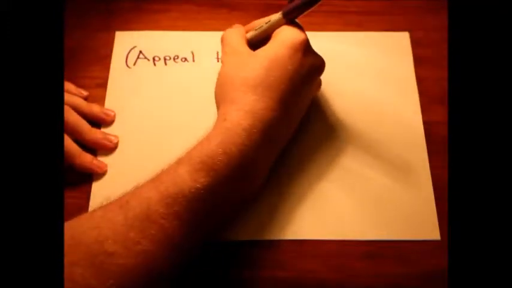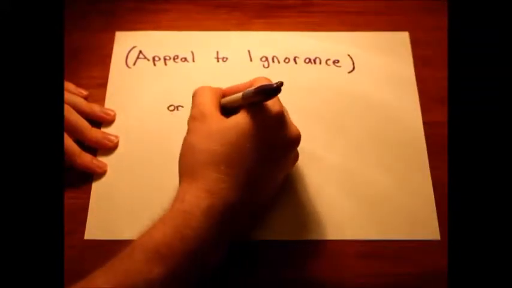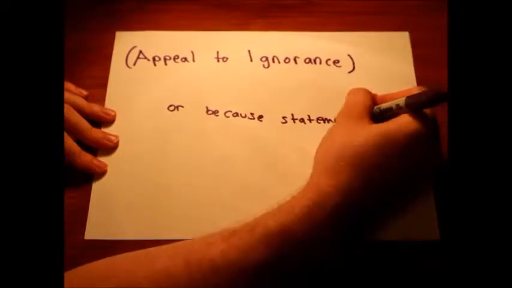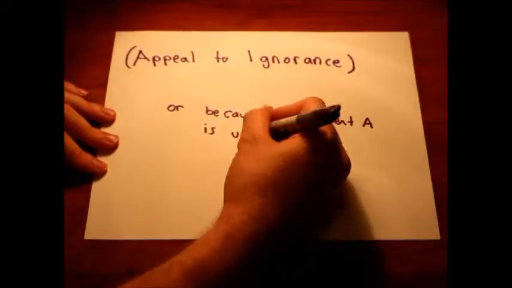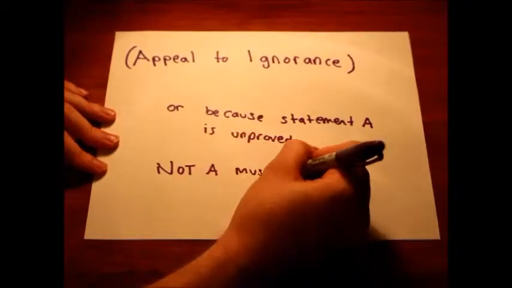This is an example of appeal to ignorance because Cooper incorrectly argues that the argument that homosexual marriages will not have consequences on heterosexual marriage is unproven. There must be consequences. Or, in other words, because statement A is unproved, not A must be true.